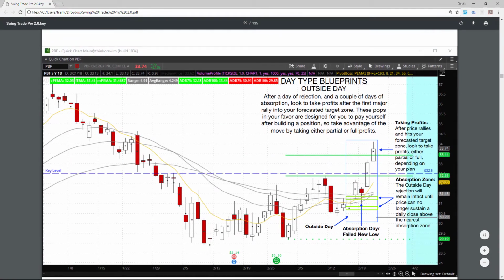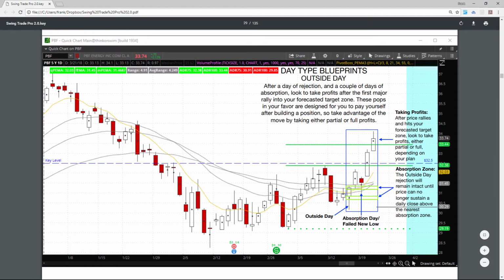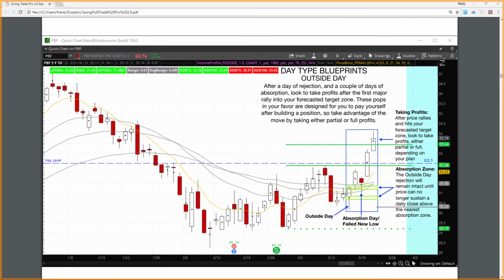And this is what it looked like here when price continued higher. After a day of rejection and a couple of days of absorption, look to take profits after the first major rally into your forecasted target zone. These pops in your favor are designed for you to pay yourself after building a position. So take advantage of the move by taking either partial or full profits.